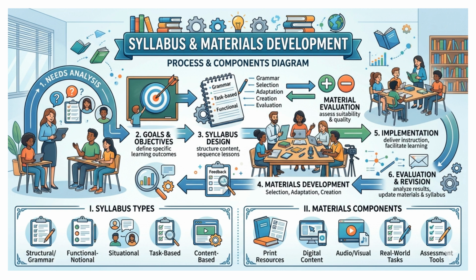This diagram shows the process of syllabus and materials development. It begins with needs analysis, followed by defining goals and objectives. Step 3 is syllabus design, structuring lessons. Next is materials development, followed by implementation and material evaluation. The process concludes with evaluation and revision. The diagram also illustrates various syllabus types and materials components, such as print, digital, and assessment tools.